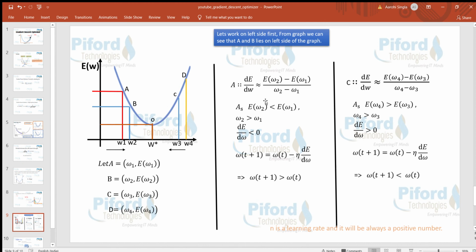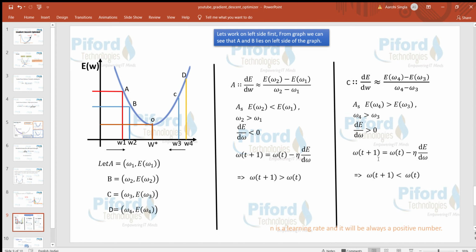So the scenario here is that E(W4) is greater than E(W3) and W4 is also greater than W3. That means the numerator has a positive value and the denominator also has a positive value. So dE/dW is a positive value, greater than 0. When we are on the left of the optimal point, dE/dW is a negative value, but when we are on the right of the optimal point, dE/dW is a positive value, greater than 0.